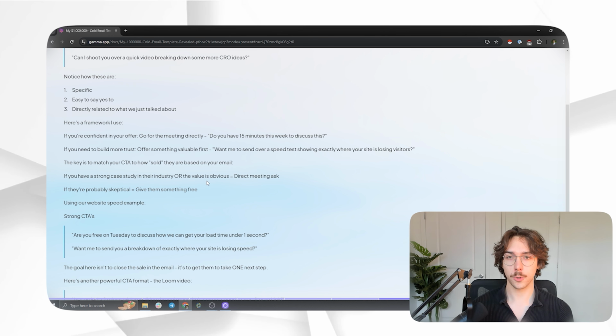So here's a quick framework I use to determine what is the best call to action to use in your email. If you're confident in your offer and you know that your market really, really wants your offer, it's not saturated, there's not many people doing what you do, you can just go for the meeting directly. You can say, hey, do you have 15 minutes this week to speak on this? Go straight for the call. Try and get a yes out of them, and then shoot them over some time so you can schedule a call and sell them on your services.